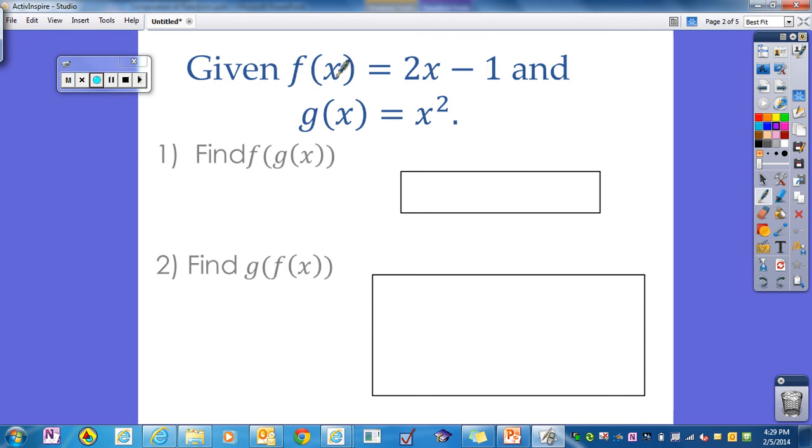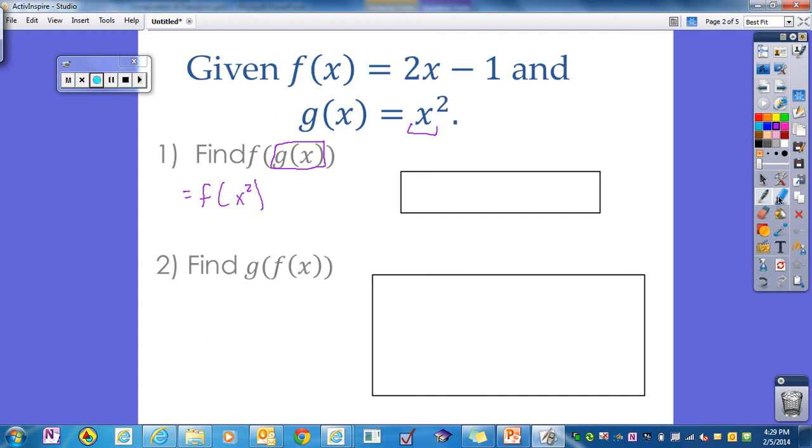Alright, so let's say you're given the function f of x equals 2x minus 1, and then the function g of x equals x squared. And I want to find f of g of x. Well, right here, this just means I need to replace whatever g of x is right here. And I know that g of x is x squared. So that means I'm going to be doing f of x squared.